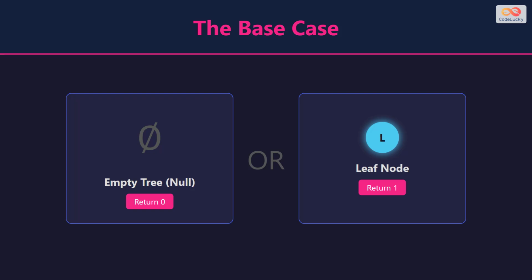Every recursive function needs a stopping point, or base case. If we reach a point where the tree is empty, represented by null, the depth is 0. Alternatively, if we reach a leaf node with no children, the recursion naturally unwinds, returning a depth of 1 for that leaf.